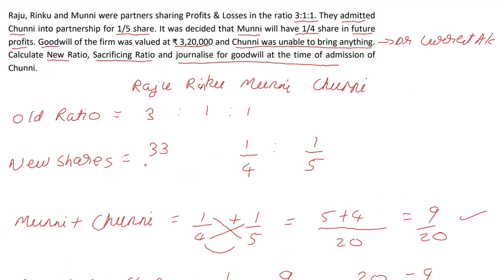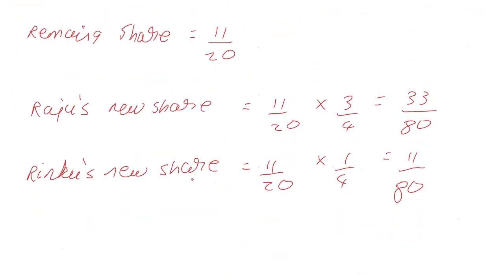33/80 is to 11/80. These are the new shares, but I would like a clean profit sharing ratio. So I'm going to take these numbers down. We have got 33/80, 11/80, 1/4, and 1/5. I will write 1/4 and 1/5 and 33/80 and 11 by 80. Now, these 80s, I can't reduce it further.